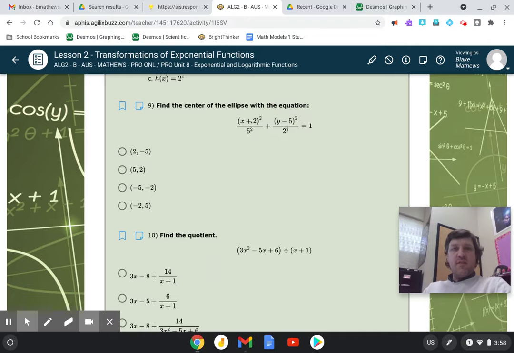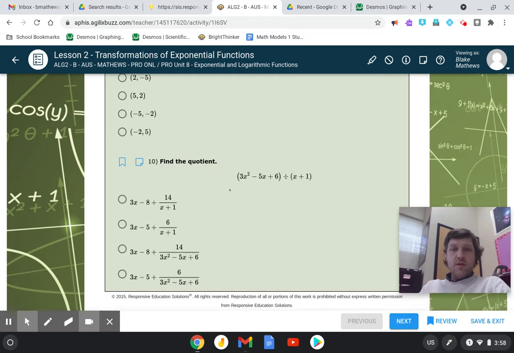Remember that the center of ellipses are found in the numerator of the 2 fractions. So it's going to come from the x plus 2 and the y minus 5. You need to find the 0 of x plus 2 and the 0 of y minus 5. In other words, what can I plug in for x to make this equal 0? And what can I plug in for y to make y minus 5 equal 0? The 2 answers to those questions are the values for the x and the y of the center.